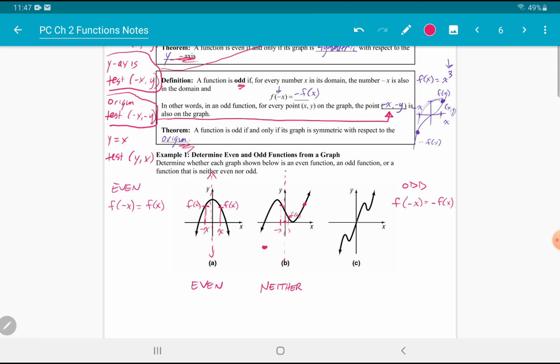Okay? So we're not getting that negative f of x value that we want. In example C, what we see here is if we plug in an x value and we get its output, f of x, if you plug in this negative x value, you see you actually are getting a mirror image of itself on the other side, right? You're getting it symmetric with respect to the origin. So therefore, this is going to be an odd function. Okay, so those are going to be our definitions of even, odd, and neither functions.